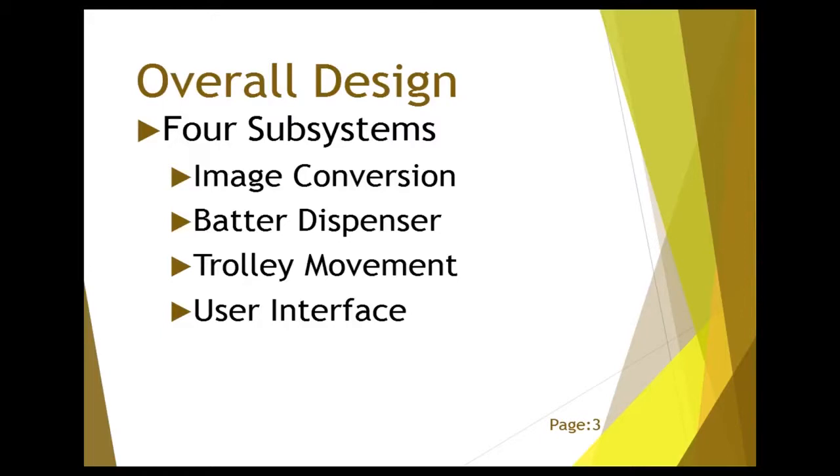So our overall design consisted of 4 main subsystems. These subsystems are the image conversion process, the batter extrusion subsystem, the trolley movement subsystem, and the user interface subsystem. The first one, the image conversion protocol, is how we go from a specified user image and convert that into the code necessary for our system to communicate with itself.